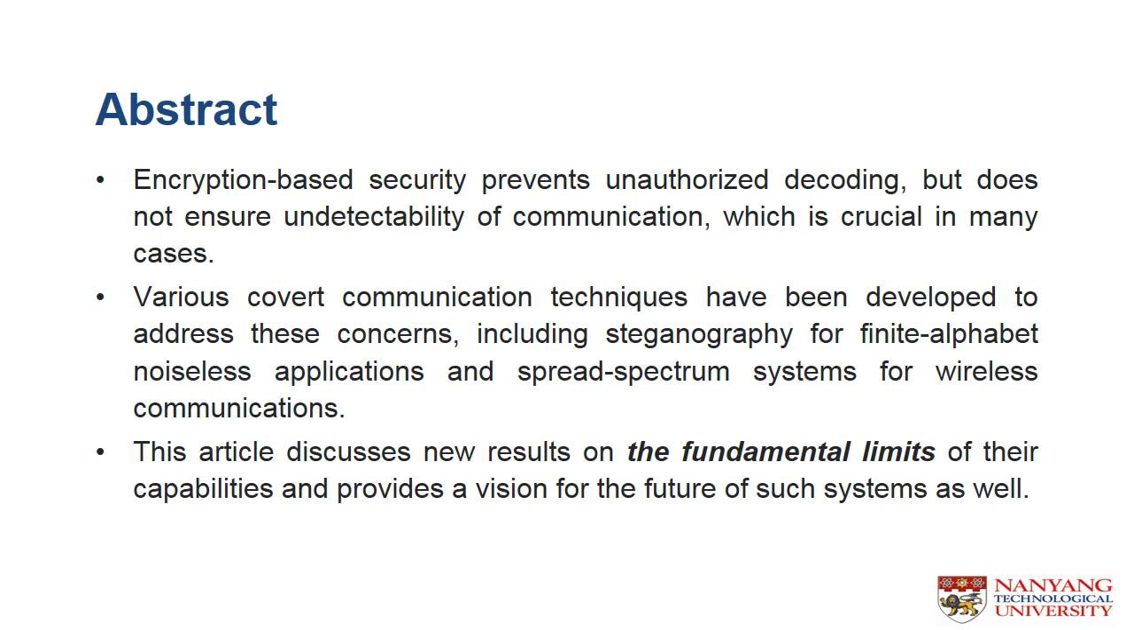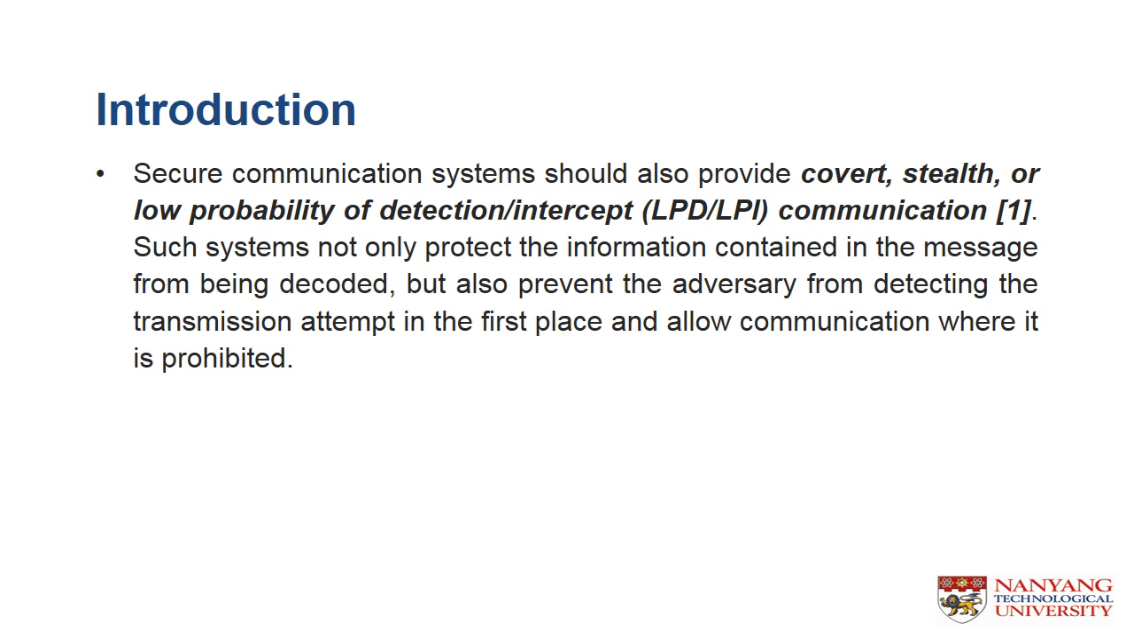Encryption-based security prevents unauthorized decoding, but does not ensure undetectability of communication, which is crucial in many cases. Various covert communication techniques have been developed to address these concerns, including steganography for finite alphabet noiseless applications and spread spectrum systems for wireless communications. This article discusses new results on the fundamental limits of their capabilities and provides a vision for the future of such systems as well.